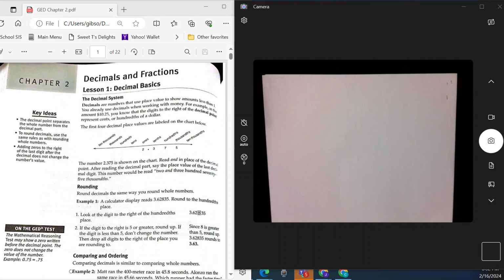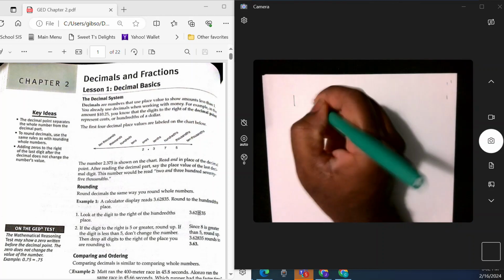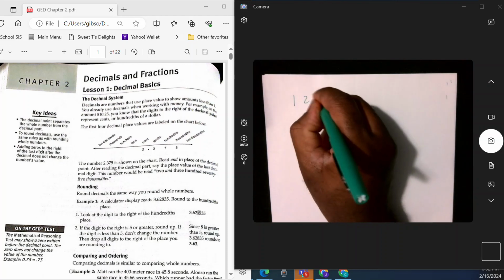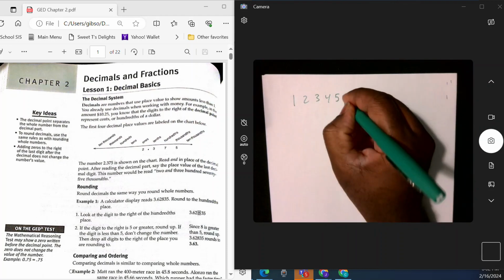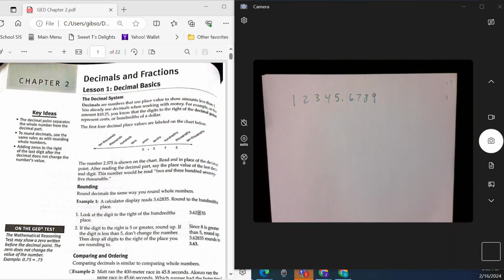Okay, so I'm going to write this out just like I did when we were in class. So what I'm going to do, I'm going to write out a number. Let's say we have 1, 2, 3, 4, 5, decimal, 6, 7, 8, 9. Okay. Now, we want to look at our place value. First, we're going to look at our place value in front of the decimal. Now, that is what we dealt with in chapter 1.